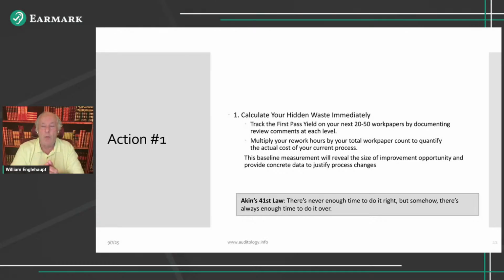So action number one, right? What is the first thing that we'd ask you to do? Is take a look at that first pass yield, right? Go back, and you can do it historically. You can calculate it going forward. But start looking at the work papers. How many are getting through without having to be sent back for revisions?